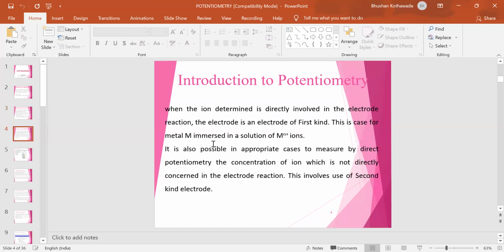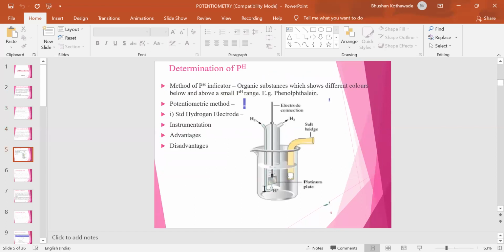When the ion to be determined is directly involved in the electrode reaction, the electrode is an electrode of the first kind. This is the case for a metal immersed in a solution of M plus ions. When the electrode is dipped in a solution of its own ions, that electrode is known as the electrode of the first kind. When the ions we are to determine are not directly concerned with the electrode reaction, this electrode is known as an electrode of the second kind.